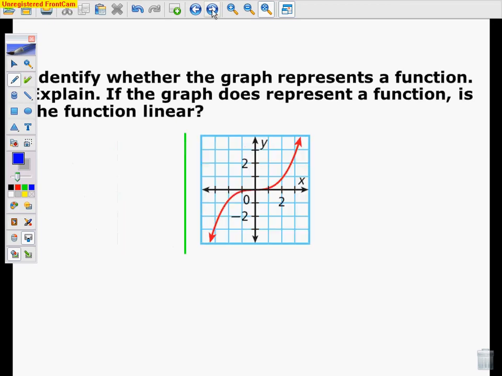Okay? Here we're going to do the same thing. This graph passes the vertical line test because every vertical line you can draw here would only cross through it one time, so it is a function. Now looking at whether or not it's linear, does the graph make a straight line? No, so this is not linear.